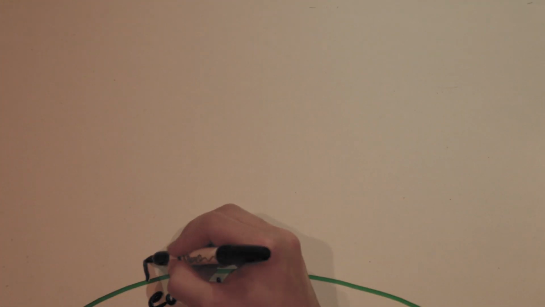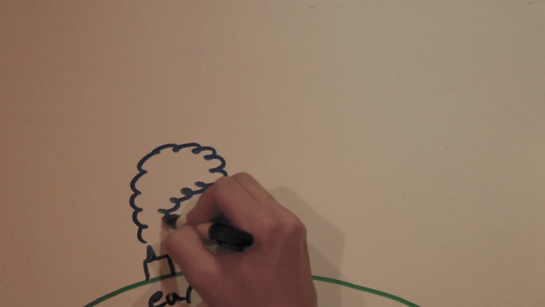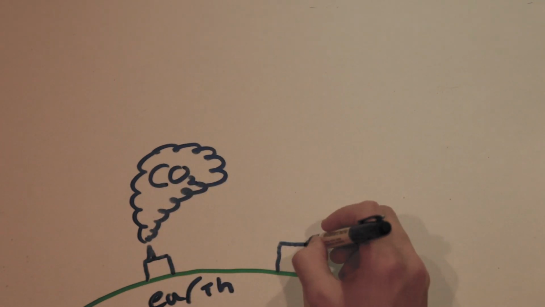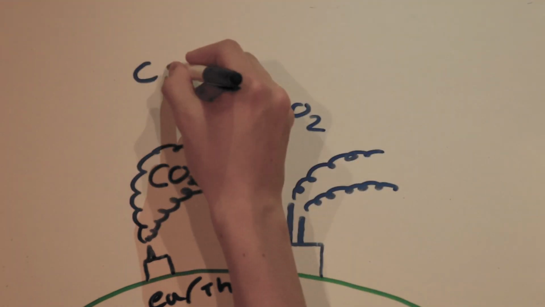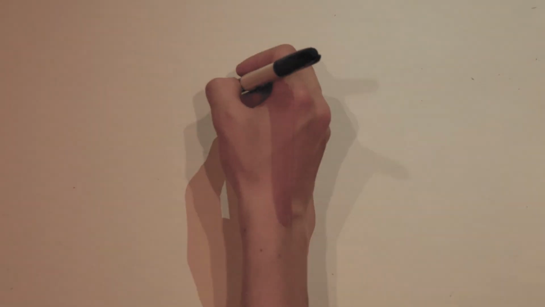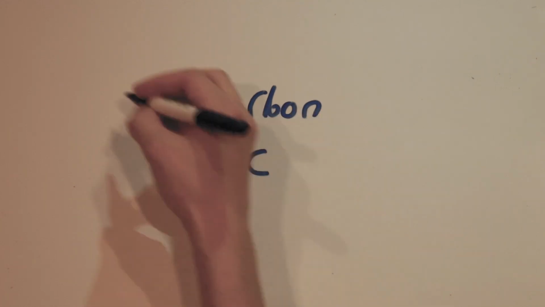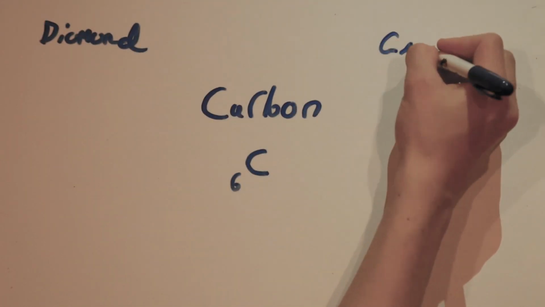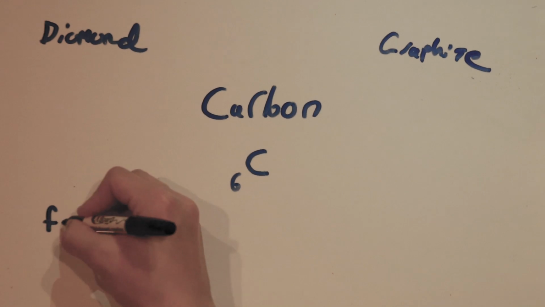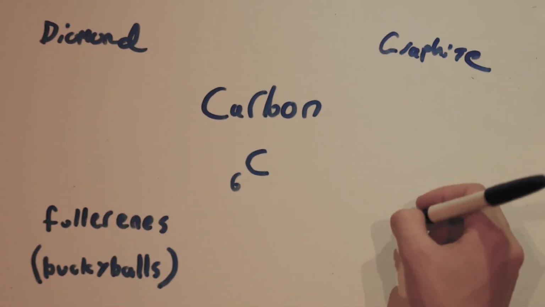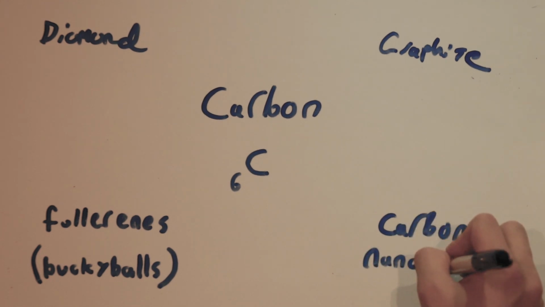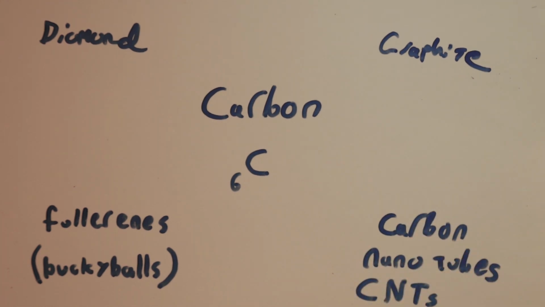But what if I told you there was a way to make super strong and useful carbon structures and breathable oxygen out of carbon dioxide, the very same that pollutes our world? According to the National Science Teaching Association, elemental carbon has four main allotropes, or occurring forms: graphite, diamond, fullerenes, otherwise known as buckyballs, and carbon nanotubes.